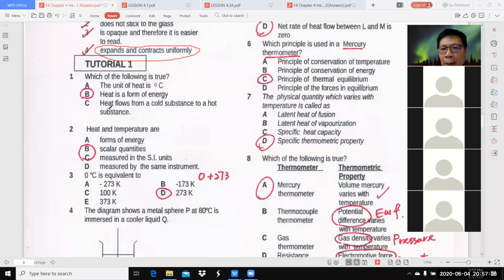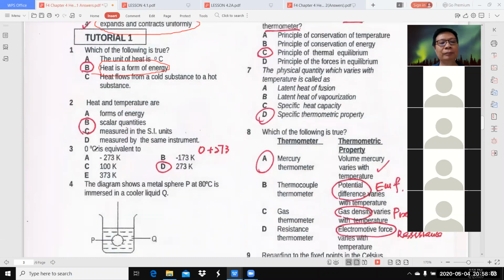Heat is a form of energy, temperature is a degree of hotness, isn't it? Both answers are correct. They are both scalar quantities. Scalar quantity means they don't have direction. And both are measured in SI units, so both answers are also correct. So circle 2. Both are measured in SI units: heat in joule, temperature in Kelvin.